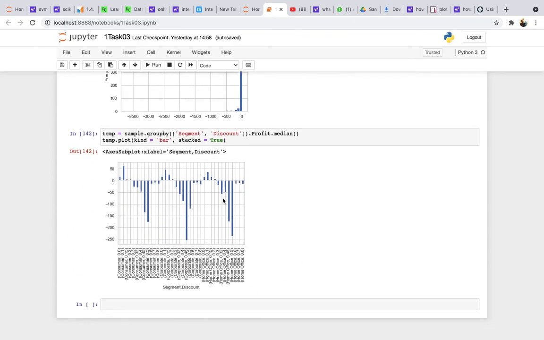And in the final scenario, this is the combined profit scenario of all segments. Thank you everyone.